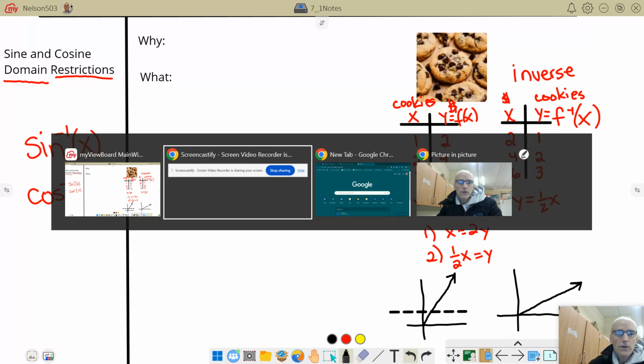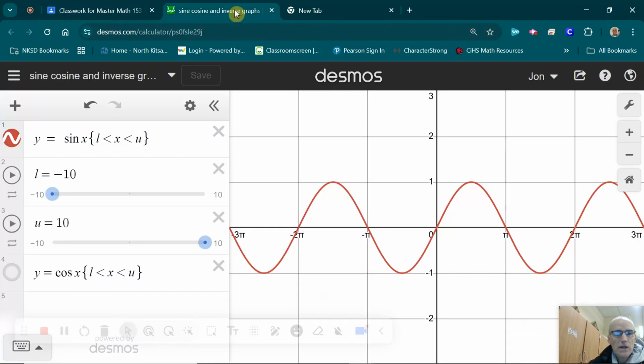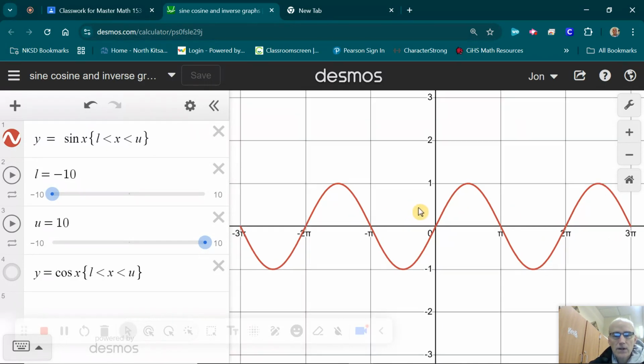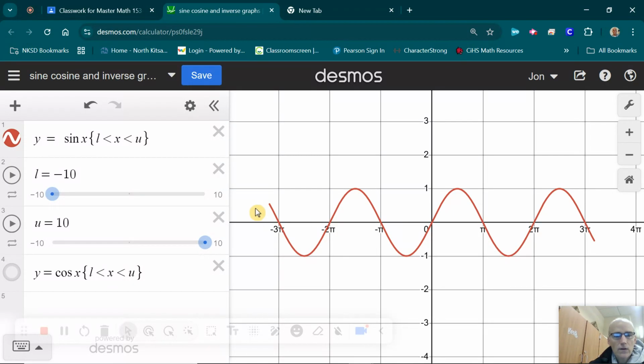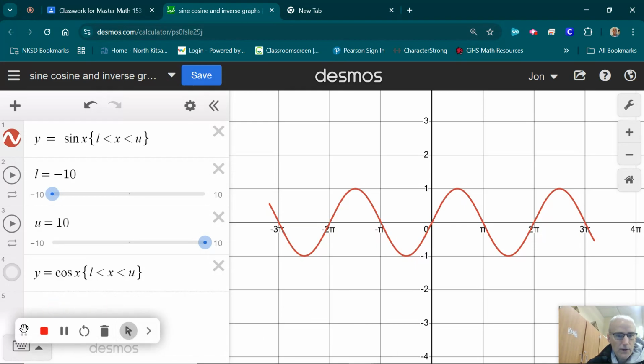Let's look. If you would, in your Google Classroom, open up that attached file about sine and cosine graphs. I've put a little domain restriction on this. You can't really see it because my window is set up from -3 pi to +3 pi. So the first thing I'd like you to do is zoom out a little bit, so you can see that it stops. It doesn't keep on going, and that's because of the lower bound and upper bound that I've created. I'm going between -10 and +10 right now. Hopefully that little domain restriction looks familiar to you. You can see pretty easily that we do not have a one-to-one function.